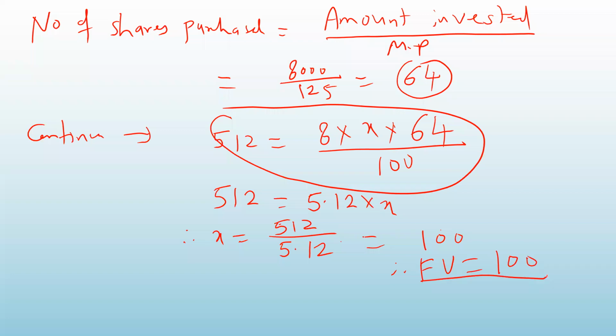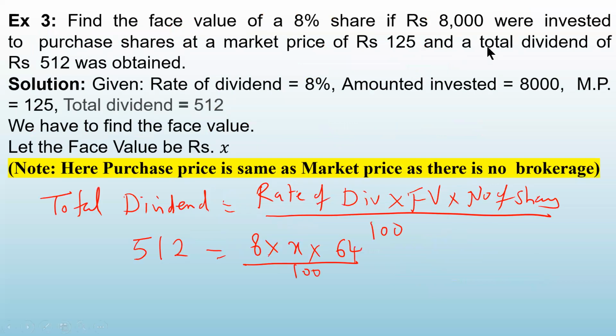I hope you have understood. Sometimes students get confused and ask which formula is to be used. So remember that whenever the total dividend is given, it is an indication that you have to use the formula for total dividend. In our problem, we are using this formula. So first of all, write down the formula of total dividend, and then see whatever things are given to you. In this formula, there are 4 things. Out of those 4, if you are given any 3, you can find the 4th one.